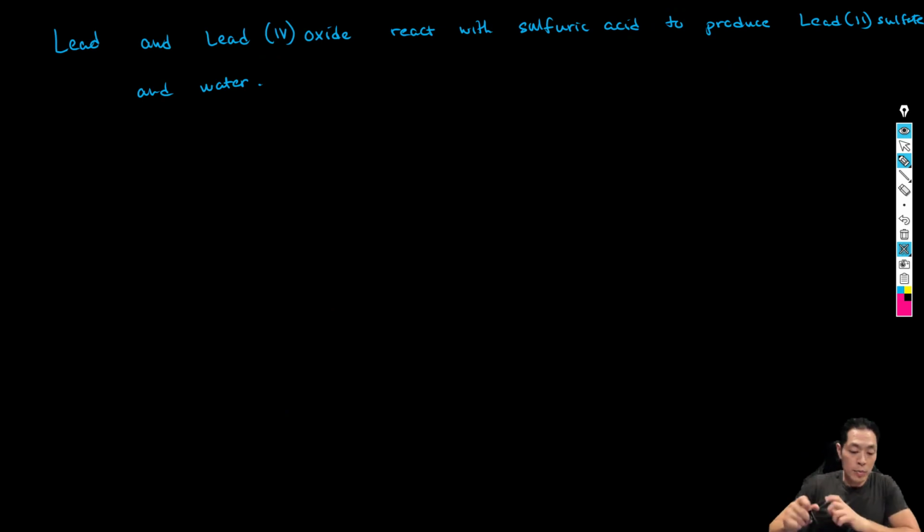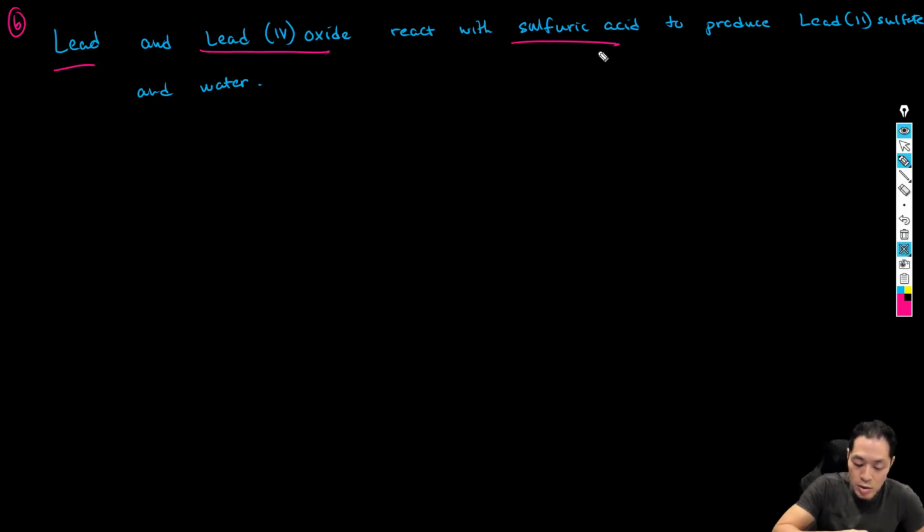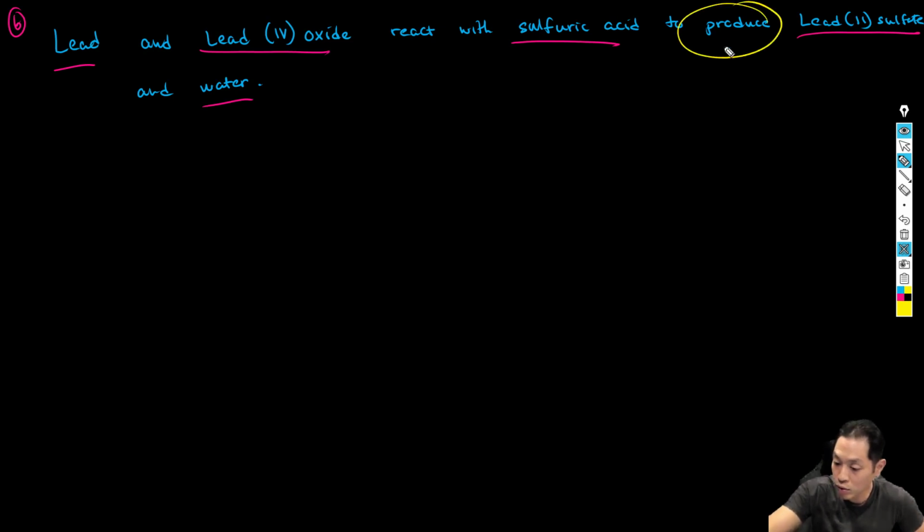All right, for number 6, I have the following. Lead and lead 4 oxide react with sulfuric acid to produce lead 2 sulfate and water. So once again, I'm going to underline everything that is reacting. So I have lead 4 oxide, sulfuric acid, and they're going to make lead 2 sulfate and water. The key word in this case is produce, so that's where my arrow is. I'm going to write everything out. So I have lead, which is just Pb, plus lead 4 oxide. So I'm going to write that down. Usually I don't, but since it's already there, I'm going to write 4 plus, O2 minus.